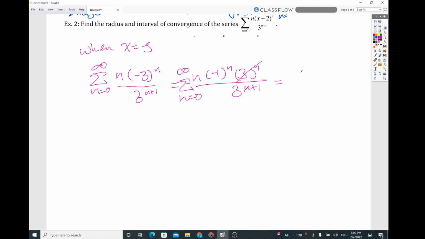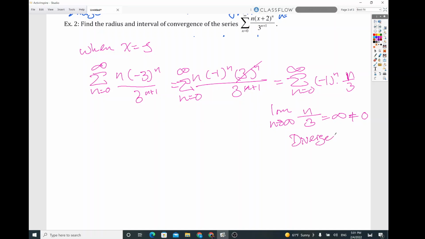Okay, so we got sigma of -1 to the power of n, times 1/3, and then times n. As you can see, by the alternating series test, this one is going to be considered divergent, because we're using the limit as n approaches infinity. So n over 3 is going to be infinity. It doesn't equal 0, so it fails the alternating series test. Therefore, it's going to be divergent. And as you can tell, the numbers are getting bigger and bigger. So it diverges. That means -5 is not going to be included. Okay, so it cannot be -5.